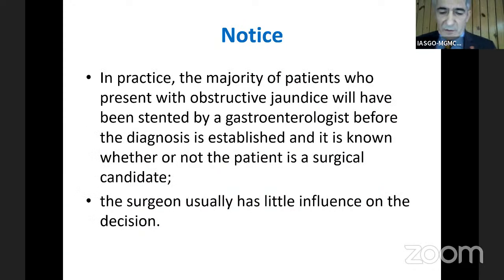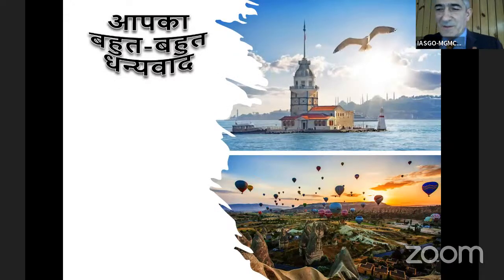My last slide, I would like to note, maybe it is the same for you also. In practice, the majority of the patients who present with obstructive jaundice will have been stented by a gastroenterologist before the diagnosis is established, and it is known whether or not the patient is a surgical candidate. This is the practice in my hospital. I don't know how it is here. So the surgeon usually has little influence on the decision. Thank you very much.